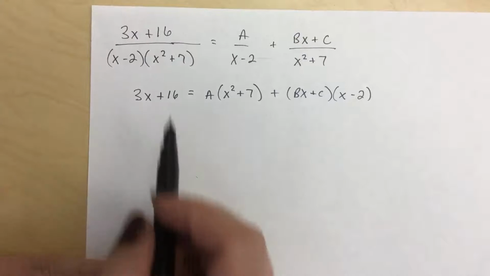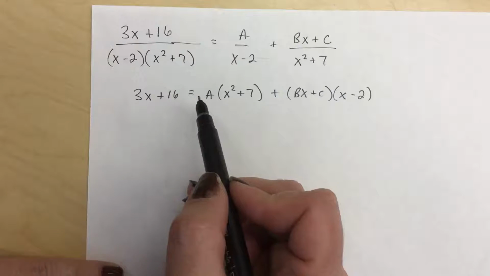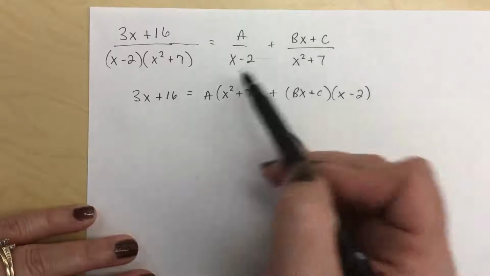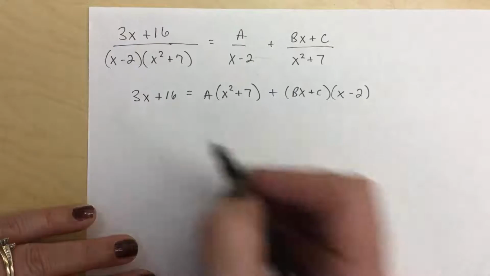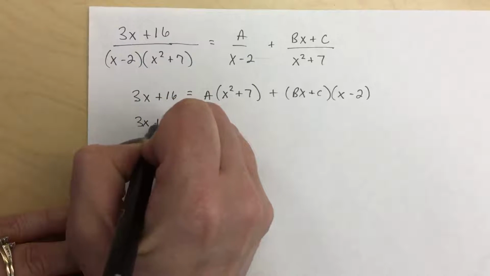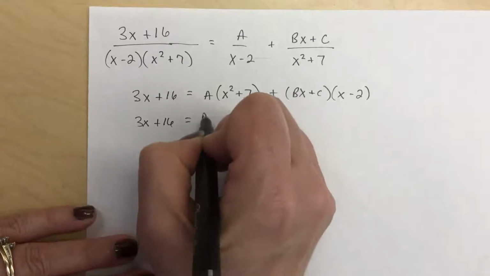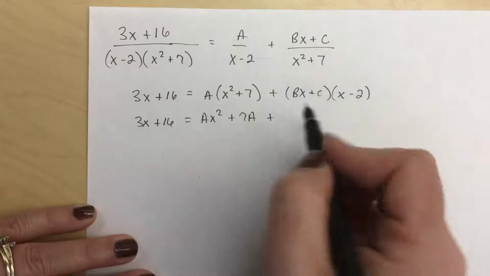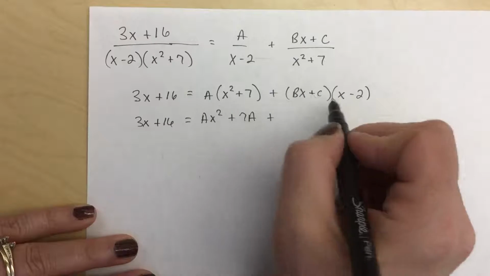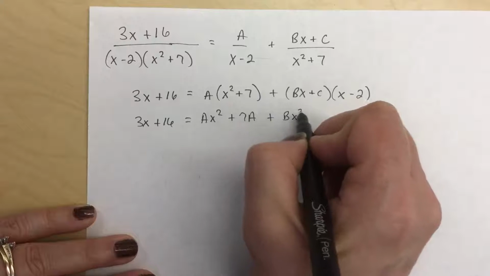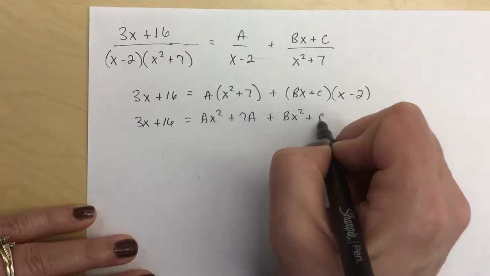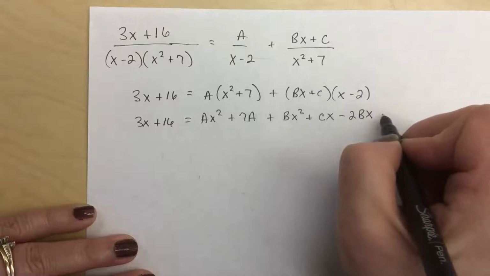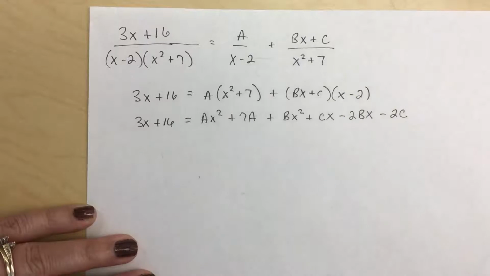It's kind of nice because I only have two things in my denominator, two factors, so I've got to just take a times that factor and bx plus c times the other factor. So 3x plus 16 is equal to ax squared plus 7a, and then make sure you distribute this all the way through. This would be bx squared plus cx minus 2bx minus 2c.